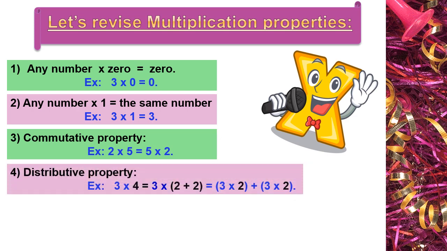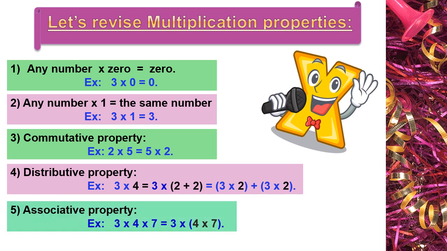The fourth property, distributive property. I said here I have 3 times 4. I will split this 4 into 2 and 2. Then I will distribute 3 with the first 2 and the second 2. Number 5, associative property. It means when I have 3 factors like 3 times 4 times 7, I will take 2 factors of them and put them between brackets. Then I will multiply the third after I get the product.